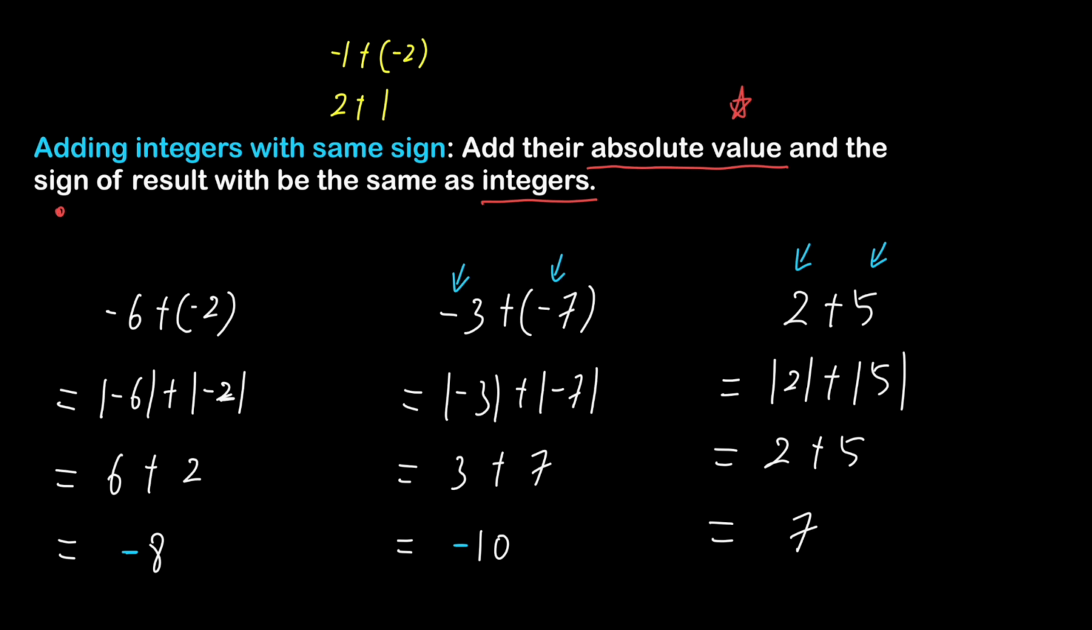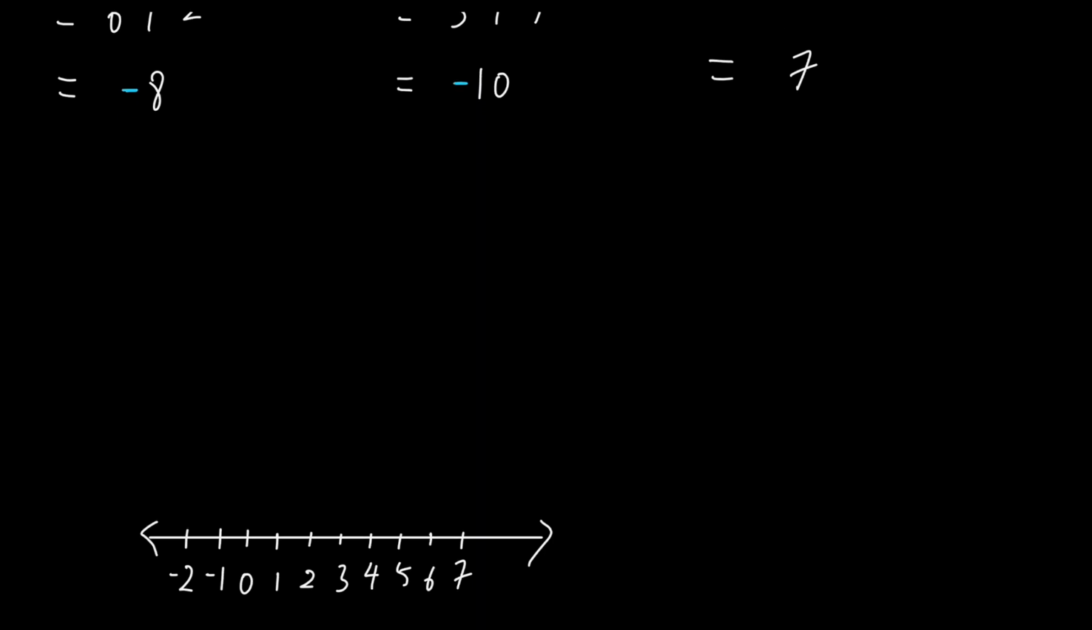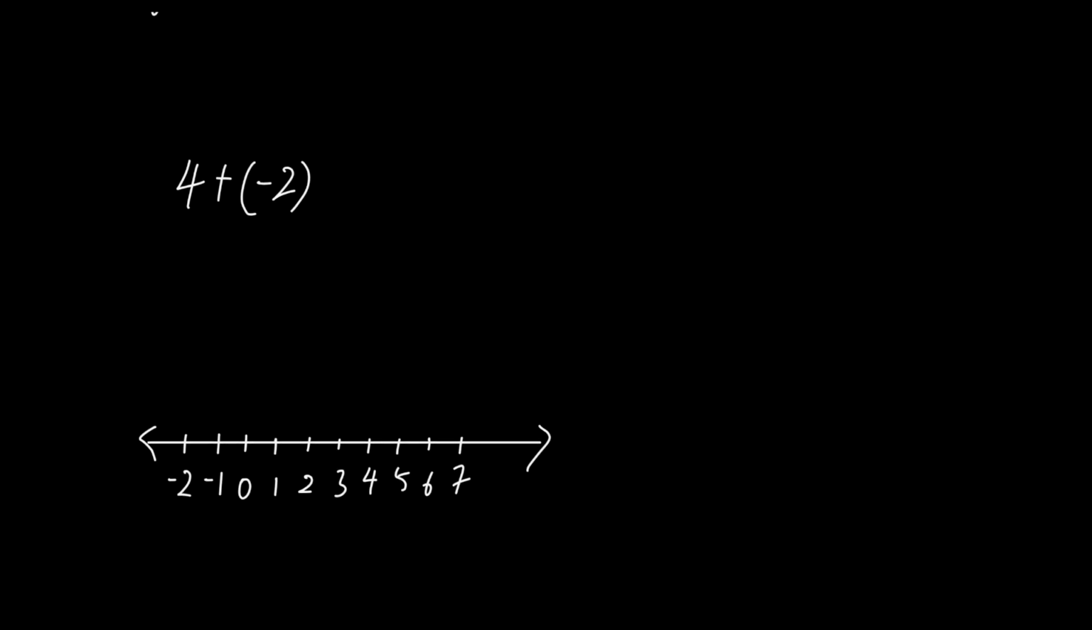And what if I want to add different types of numbers? Because right now we add two negative numbers together or two positive numbers. What if I want to add a positive number and a negative number together? How about this time? Well, let's figure it out by first looking at this graph.